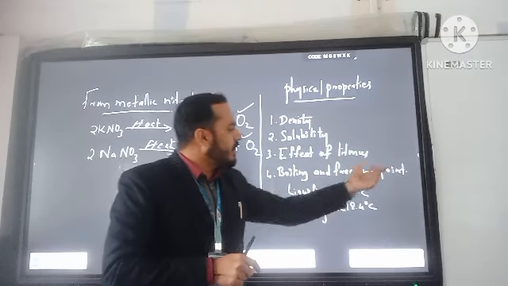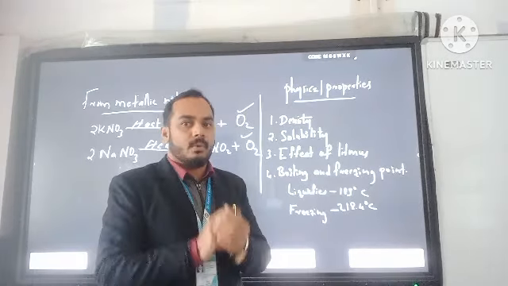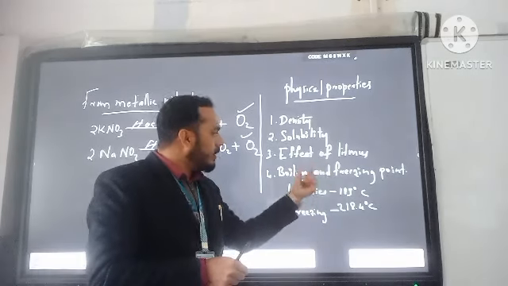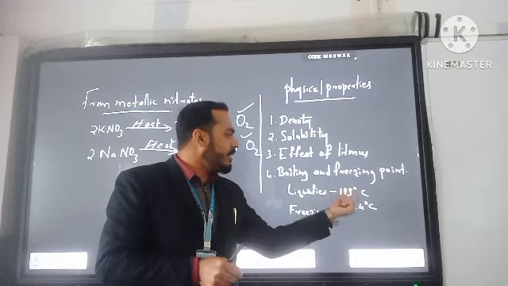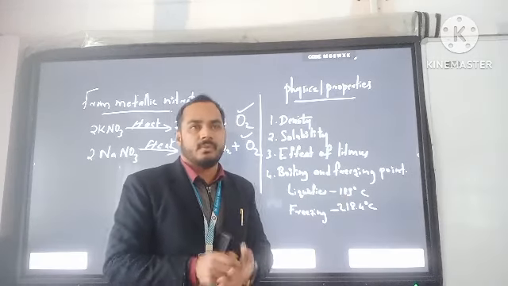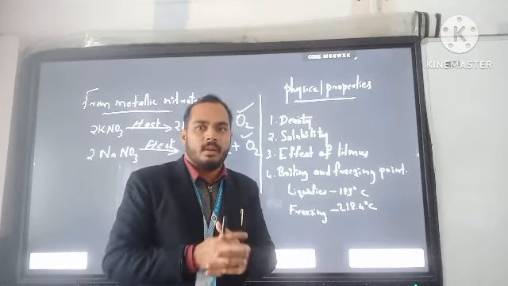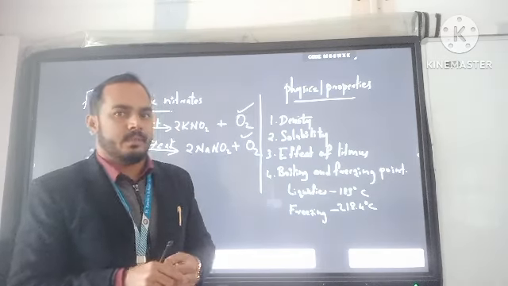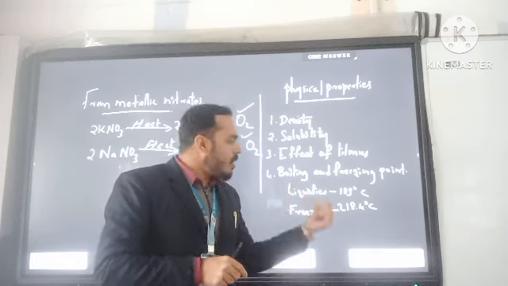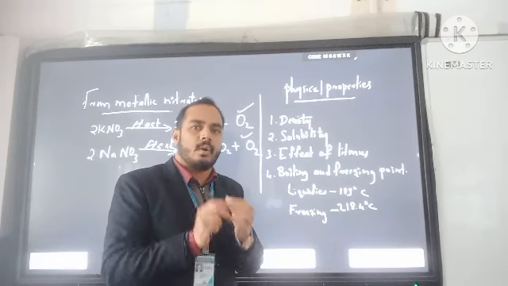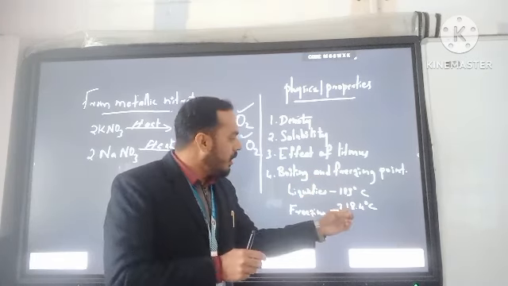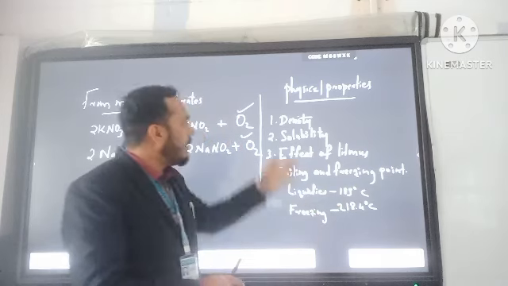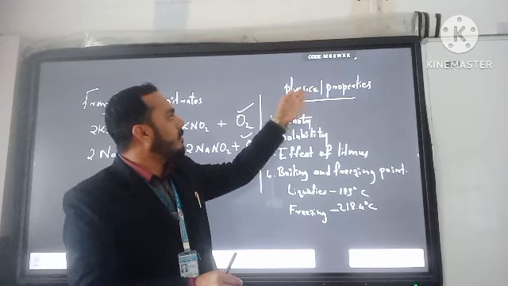Next one, the boiling and freezing point of oxygen. Oxygen is in the liquid phase at minus 180 degrees Celsius. So to liquefy the oxygen, it is only possible at minus 180 degrees Celsius. And for the oxygen to freeze, it is possible only at minus 218.4 degrees Celsius. So these are the basic properties of oxygen.